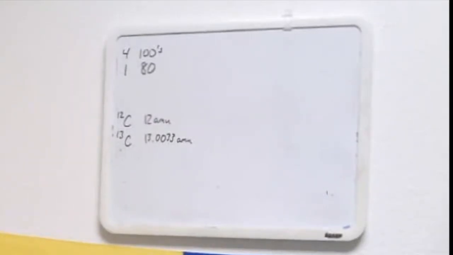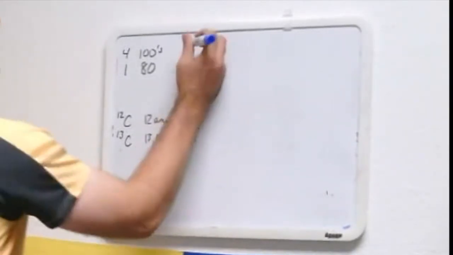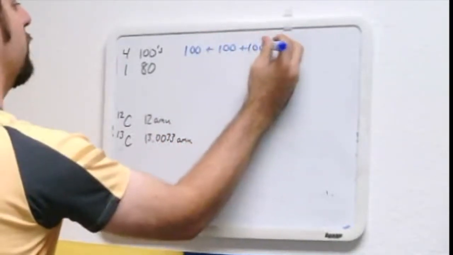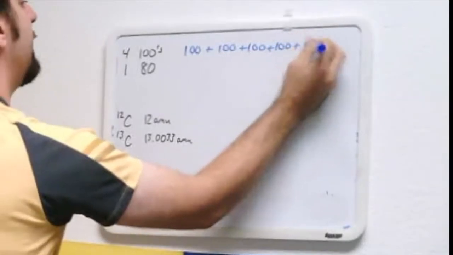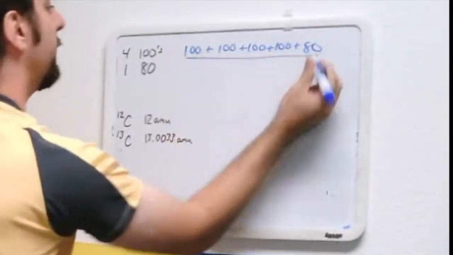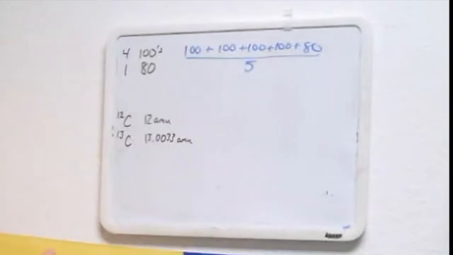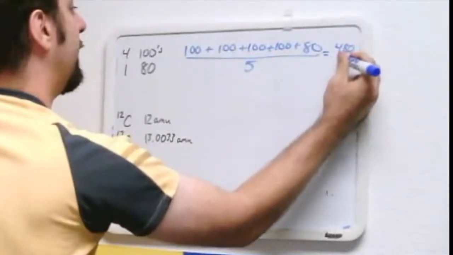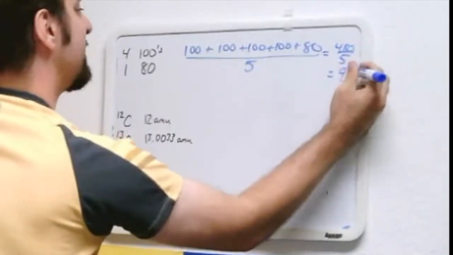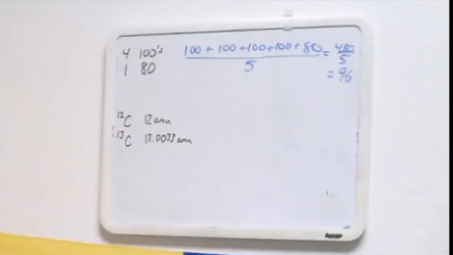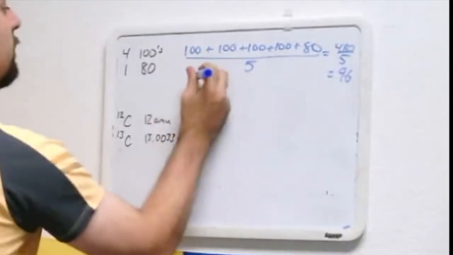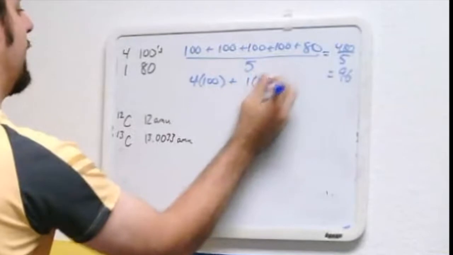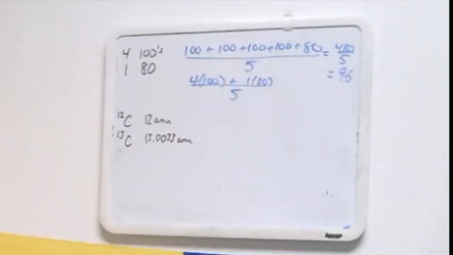And so in that case, the way we deal with this is to average this way, essentially 100 plus 100 plus 100 plus 100 plus 80. So each one gets represented properly, and then we divide it by the total number. That would give us the average here, which is going to come out to 480 over 5, which would be 96. But take note of the way that I did this. Essentially, this is just 4 times 100 plus 1 times 80 over 5.